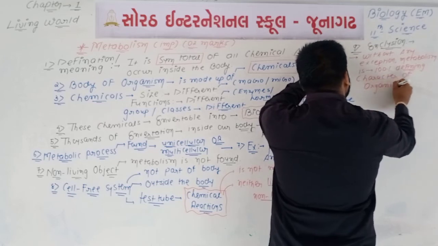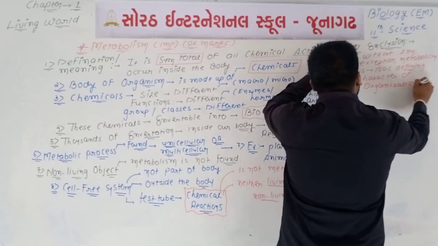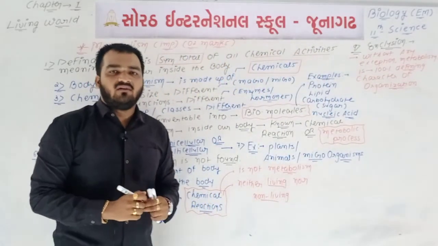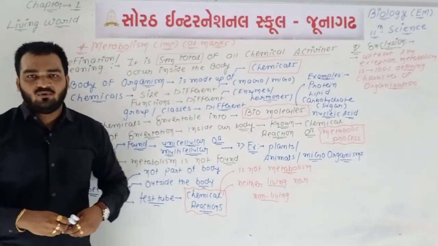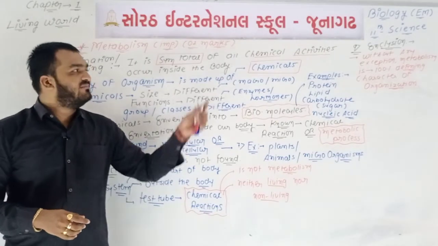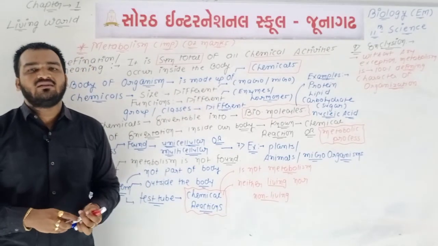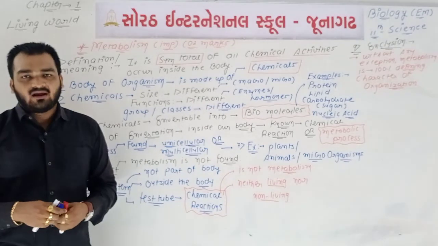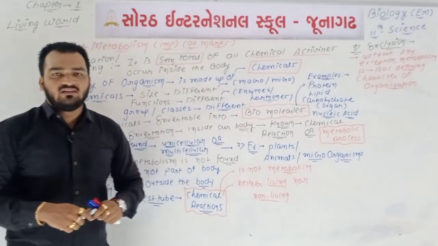Okay, so in this chapter till now we have talked about three characters. First one is growth, second one is reproduction, and third one is metabolism. But out of the three, only metabolism is the 100% defining character of living organisms. Okay, so this question is completed here.